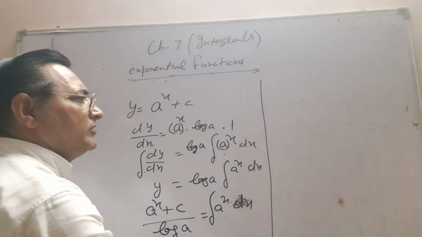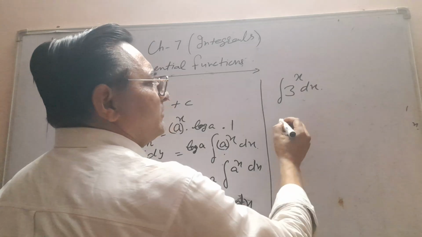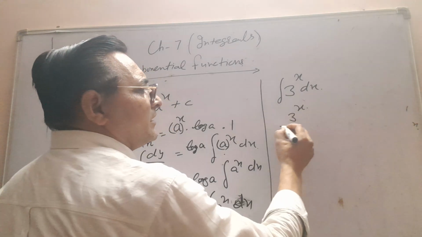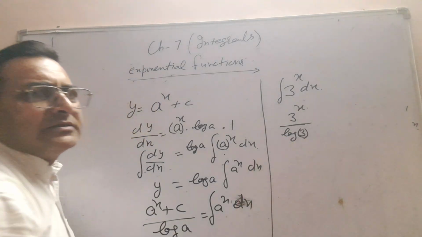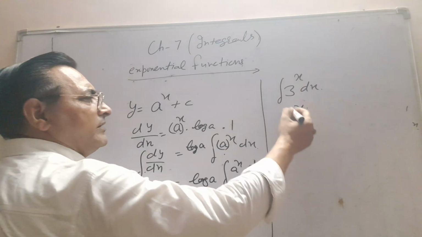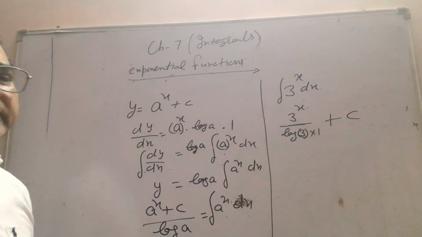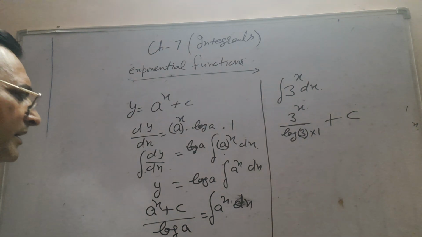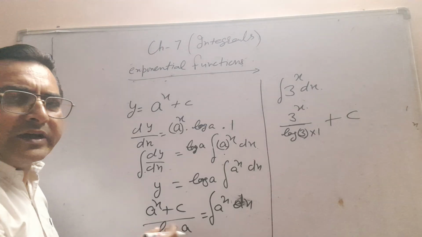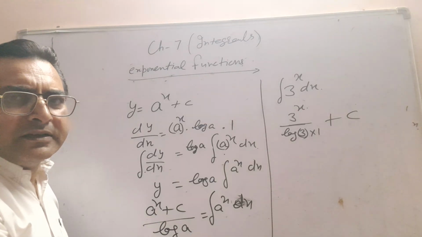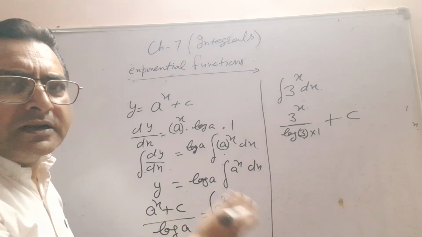In short, directly we say, if there is 3 power x dx, what will we write? 3 power x upon log of 3, the constant base with log, and the derivative of x is 1, plus c. This will be its integration. You can also separate it and write c by log a. Log a is constant, c is again another constant, so you can write a power x by log a plus another constant c1.